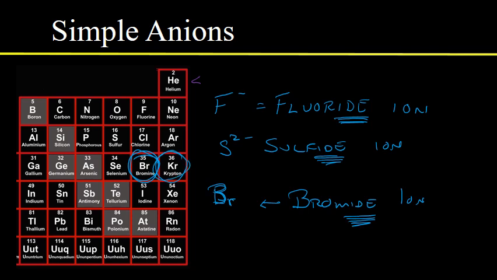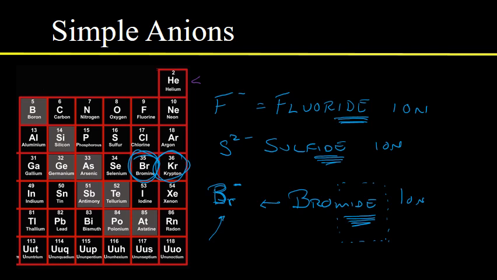That means bromine is typically going to gain 1 electron to have a -1 charge. So that would be the bromide ion. This is really important because we're going to look at different kinds of ions. We'll look at bromate and bromite and hypobromate and things like that, which are going to be different.